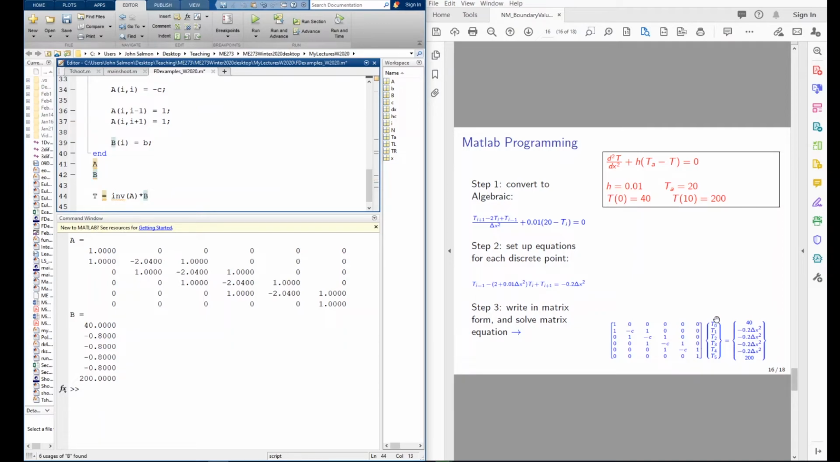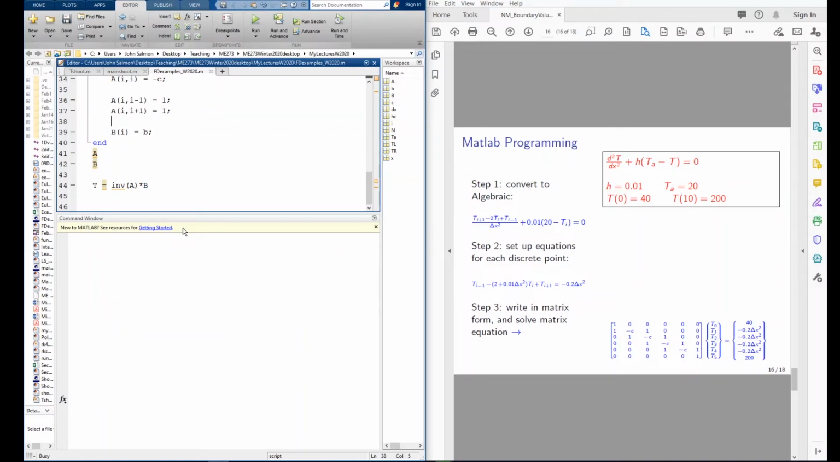It's an unknown vector. Of course it could be x, but since x is already defined as my x vector, this is my unknown vector. I'm going to multiply both sides by the inverse of A, which means I'm going to isolate that unknown vector t. If I invert A and multiply it by B on the left side, according to the rules of matrix math, I'm going to get t. So let's run this.